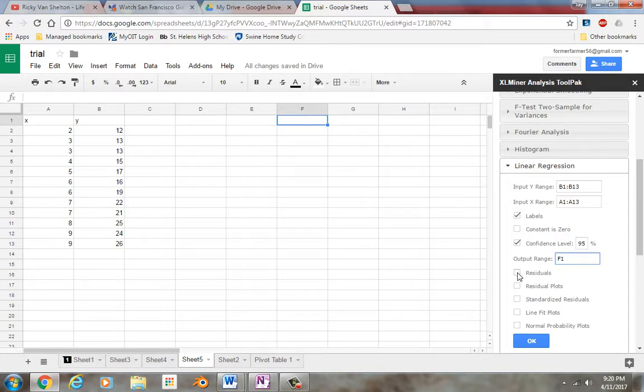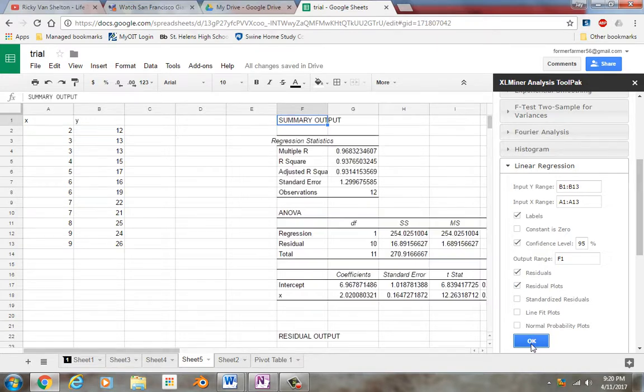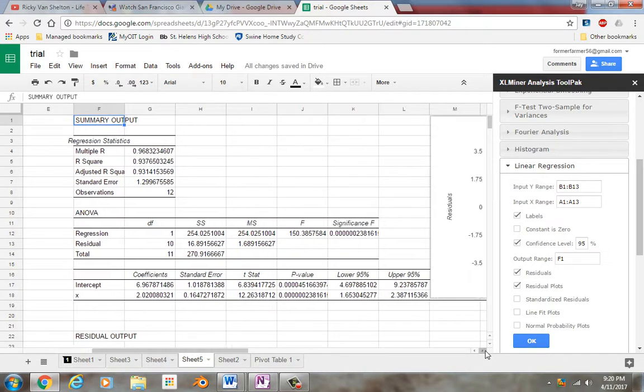Now, I like to see my residuals, and I like to see my residual plots. The other stuff is fine, but these are the ones I would prefer to see. Boom. Okay? Now, I always look at this p-value. It is tiny, which means that there is a very significant, I must say, very significant aspect of this thing. It is a hugely significant relationship.